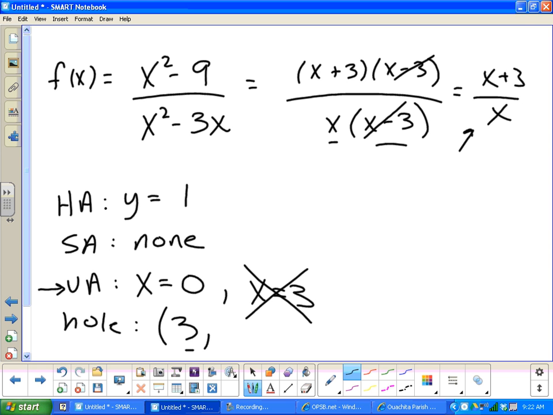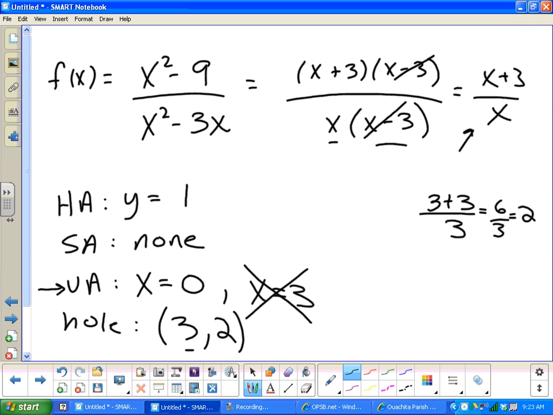All right. So if we plugged in 3, we would get 3 plus 3 over 3. Right? So that would be 6 over 3, which would be 2. And so that would be my y coordinate. Okay, so now I have a horizontal asymptote at 1, a vertical asymptote at 0, and a hole in the graph at 3 comma 2. Okay? So if that x minus 3 wouldn't have canceled out, we would have had a vertical asymptote.